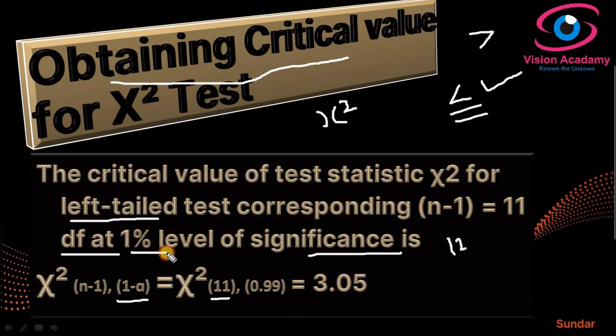So our alpha is 1%. When you convert this into a fraction, it is 0.01, so 1 minus alpha would be 0.99. So for 11 degrees of freedom and 0.99 confidence level, our critical value is 3.05. I am using confidence level here because I have subtracted alpha from 1. So when I subtract this, it becomes confidence level instead of level of significance. Since it is a left tailed test, that is why we are looking at the confidence level.